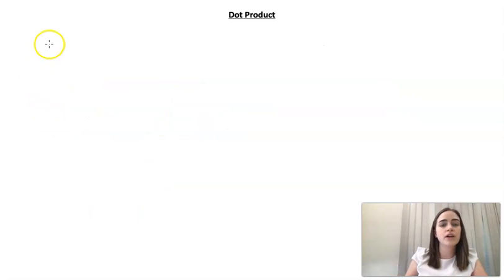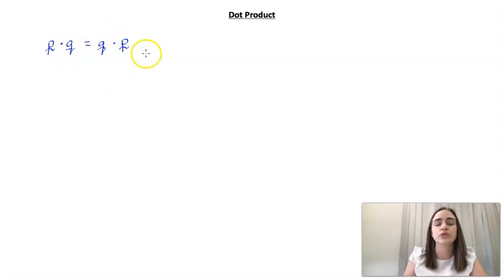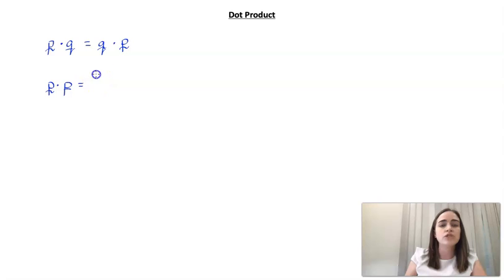Okay, I just quickly want to run through some of the properties of the dot product. So the first one is the commutative law, which says that if we've got the dot product of two vectors, p and q, it doesn't matter which way round we write those to find the dot product. So p dot q is the same as q dot p. So that's commutative. If we talk about the length of our vector, if we have the dot product of a vector by itself, that will just end up being the square of the magnitude.